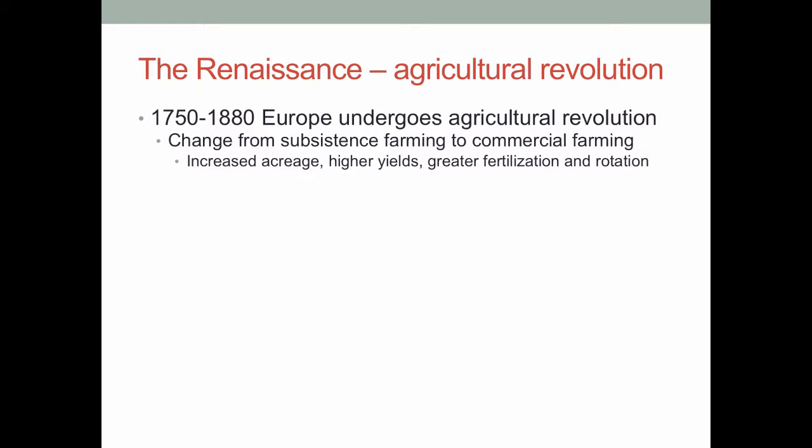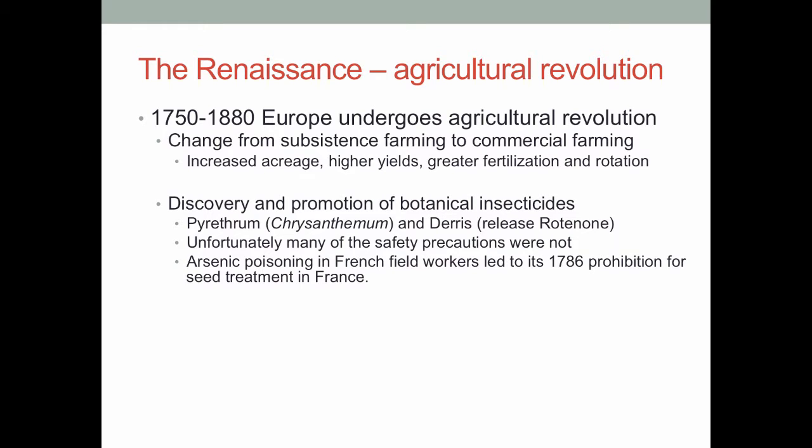And through this model, we saw increases in acreage, we saw higher yields, and we saw generally greater use of fertilization, rotation, all of these things that made farming more productive. And on top of that, we also saw the discovery of the first really effective insecticides and fungicides. Things like pyrethrum and derris, which are extracted from natural plants, were discovered.